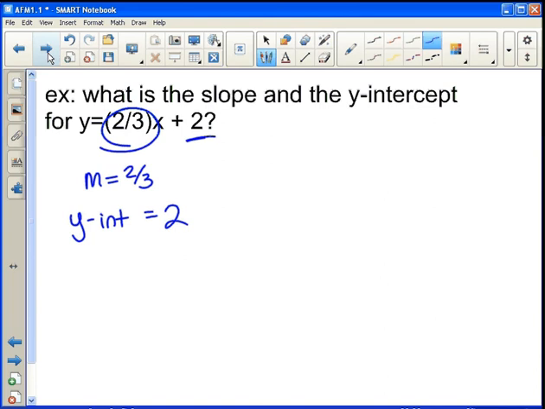So make sure you keep that straight. The slope is always the coefficient of x. So whatever number goes with x, that's your slope. Now x is never part of the slope, it's just the number that's in front. And then the number by itself is the y-intercept.